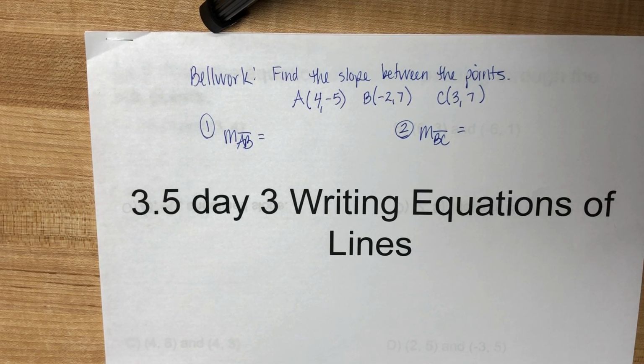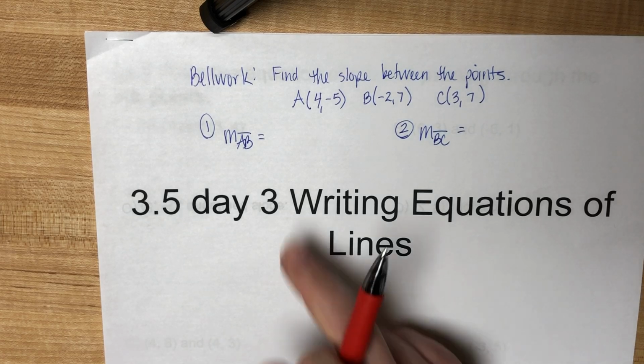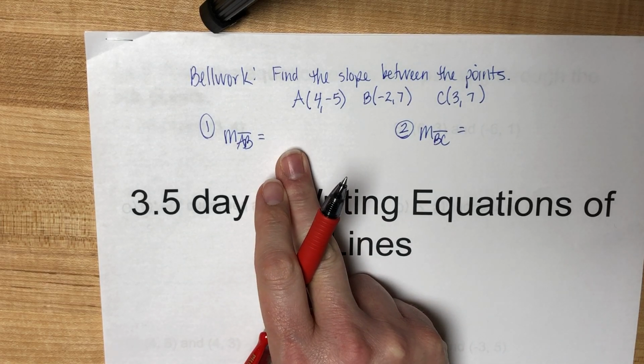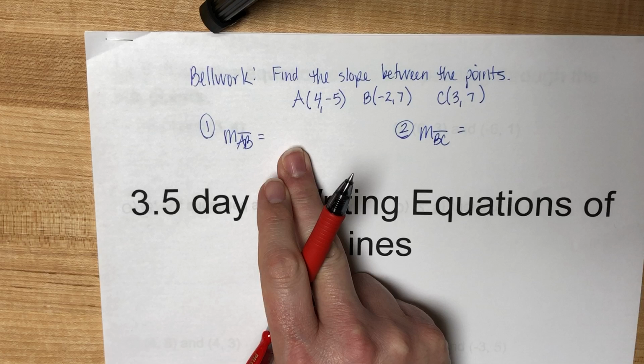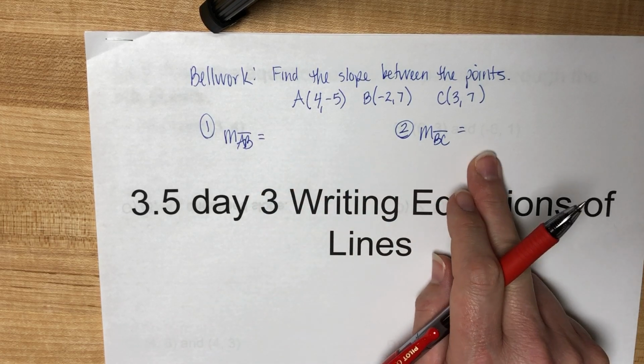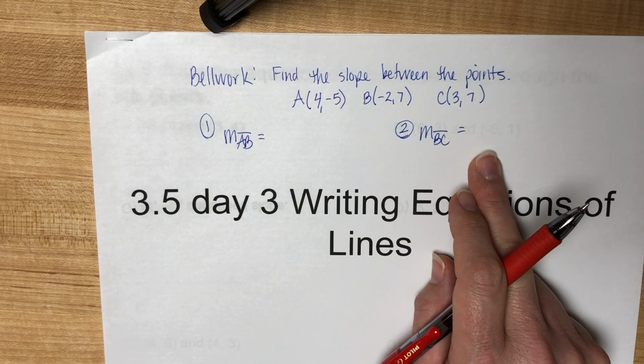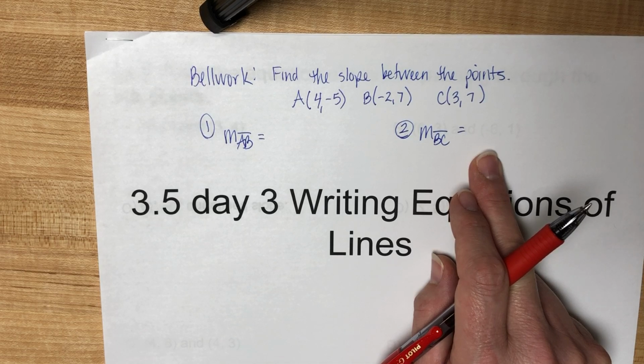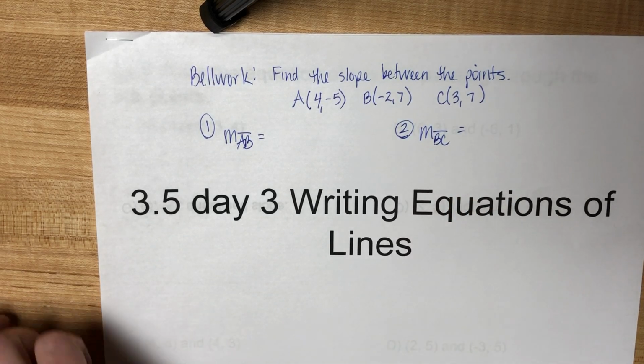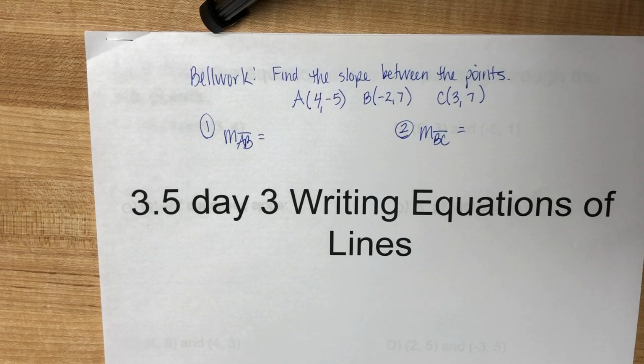All right, you should have checked with your neighbor, but if you didn't, what did you get for the slope of number 1? -2, very good. And number 2, what did you get for the slope? 0. Yes, very good. Okay, today we are doing section 3.5, day 3, writing equations of lines.